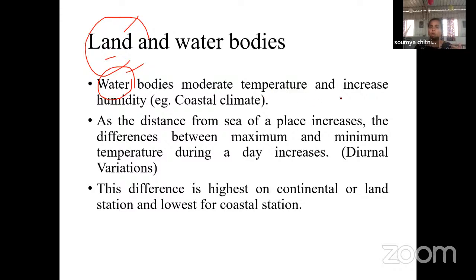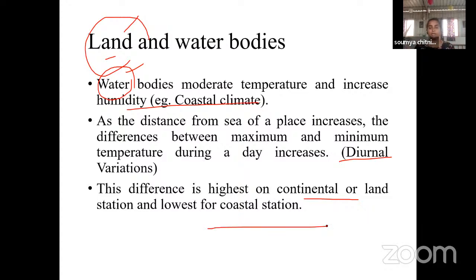So water bodies moderate temperature and increase humidity, especially in coastal climates. As the distance of a place from the sea increases, the difference between the maximum and minimum temperature during the day increases. This difference between the maximum and minimum temperature of a day we call the diurnal temperature variation. This difference is highest at continental or land stations and lowest at coastal stations.